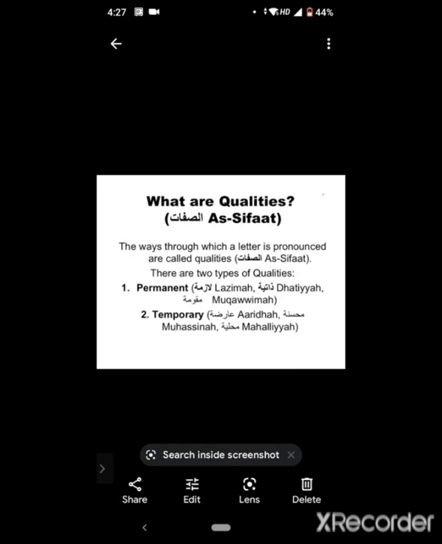So the way is known as characteristic and sifat. So we should know that way, how to pronounce that letter. And sifat are of two types. There are two types of qualities. There are two types of sifat, permanent and temporary.